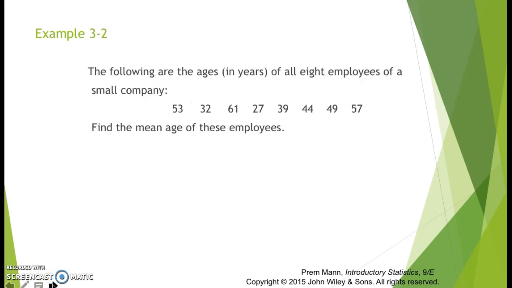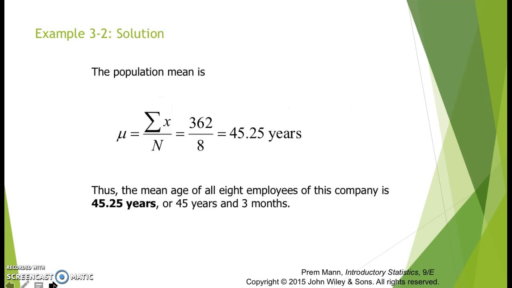Then we have ages in years of all 8 employees of a small company. Here they are. Find the mean age of these employees. Since this is asking us to find the mean of all the employees, all would indicate that we're dealing with the population. So we're going to be using mu to calculate this one. So we add all of those ages together, divide it by the number of people there are, which is 8. We end up with 45.25 years.